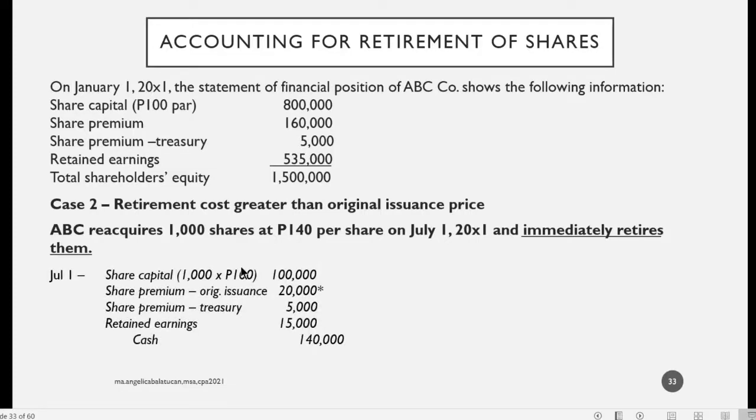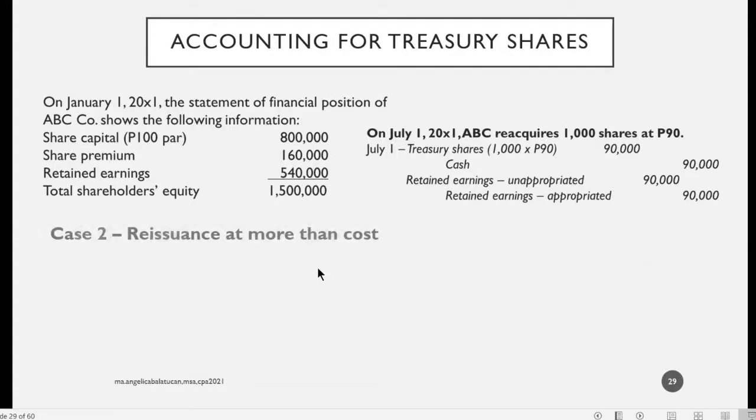So, the entry would be debit share capital for the number of shares times the par value, that's 100,000. Again, pag mag-close ta sa share capital, dapat i-close na pud iyaha kauban nga share premium, that's 20,000. So we already computed it earlier. Then we have the share premium. Okay, before that, we credit cash because we reacquired man the shares. So 1,000 times 140. We will no longer credit the treasury shares just like the previous one. Diba?